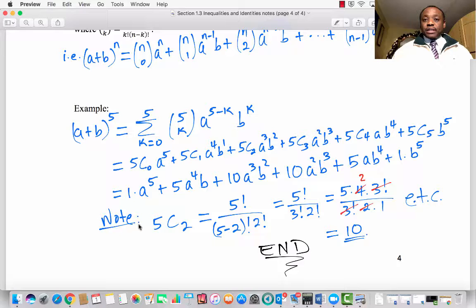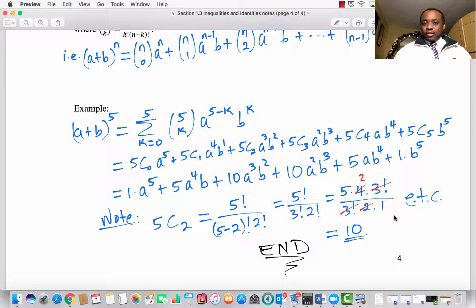So for example, 5 combination 2 would be 5 factorial divided by 5 minus 2 factorial times 2 factorial, which is 5 factorial divided by 3 factorial times 2 factorial. And I can write 5 factorial as 5 times 4 times 3 factorial. I do not have to go down to 1 because I want to cancel 3 factorial and 3 factorial. 2 factorial is just 2 times 1, and that gives me 2. And my answer is 10. And doing the same for all of these, you would get 1, 5, 10, 10, 5, 1.